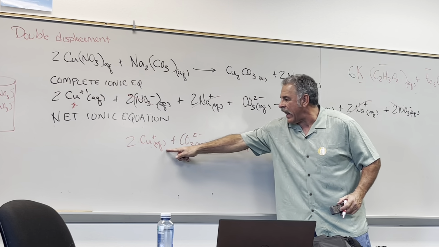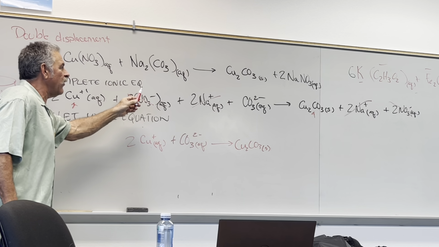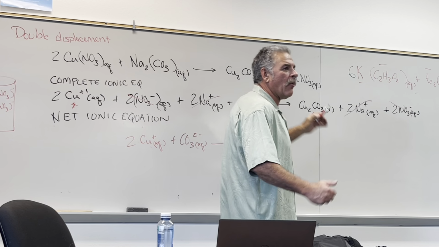All right, so we have a double displacement reaction. We're switching cations and anions between the reactants. One of them is going to form a solid, otherwise we don't have a reaction.